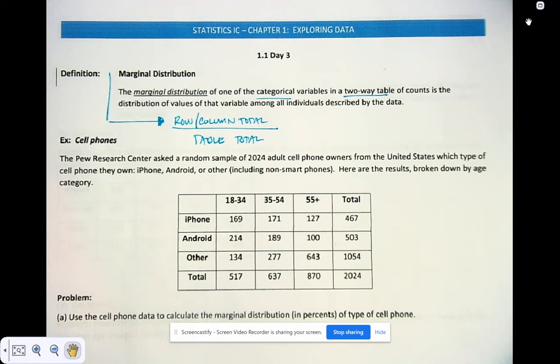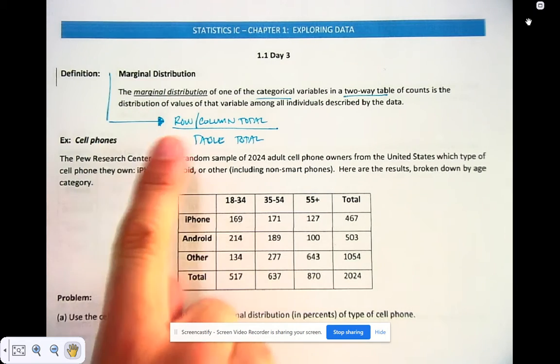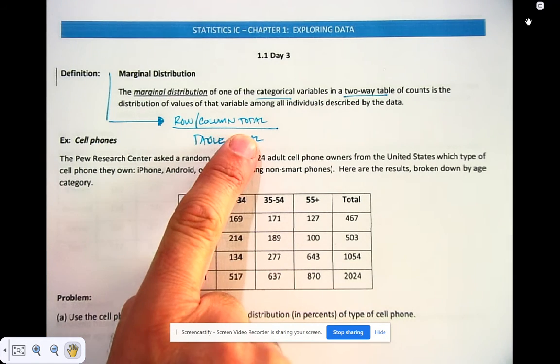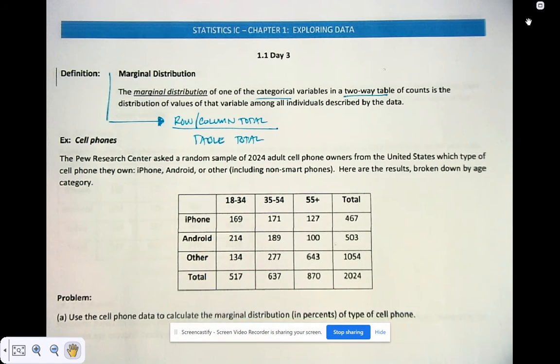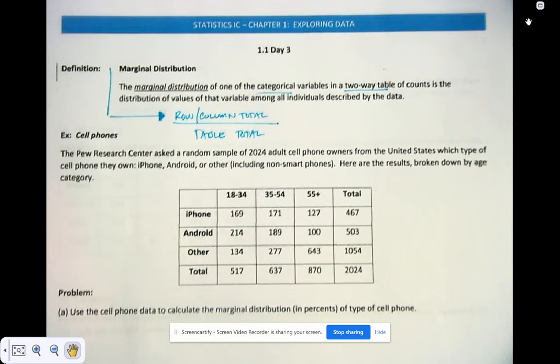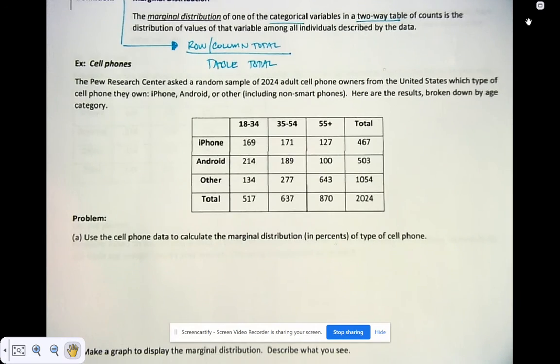Okay, so again, a marginal distribution is just going to be a row or a column total divided by a table total. So let's look at this data set, and then we're going to just do this one example, and hopefully that'll help you on the homework. Okay, so it's talking about cell phones. It says the Pew Research Center asked a random sample of 2024 adult cell phone owners from the United States which type of cell phone they own. Real simple survey, right? iPhone, Android, or other, including non-smartphones. Here are the results broken down by age and category.